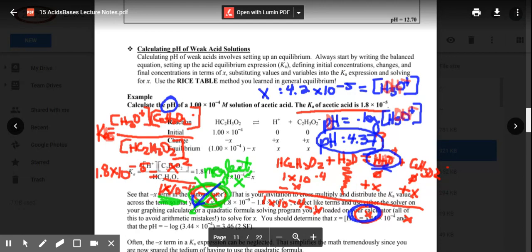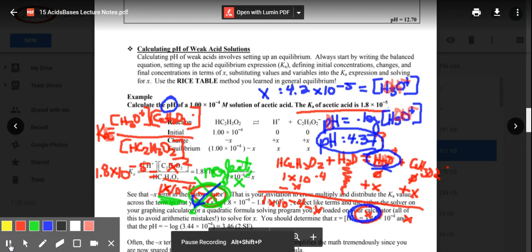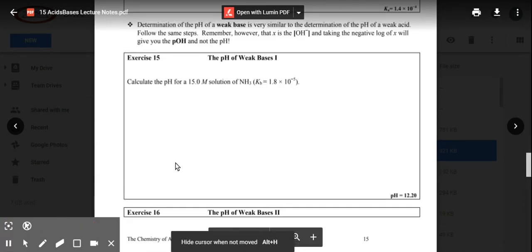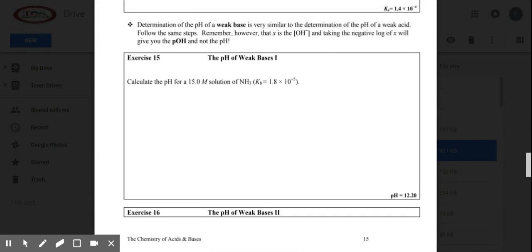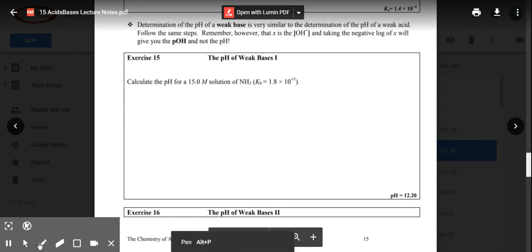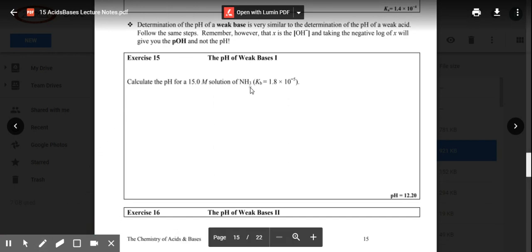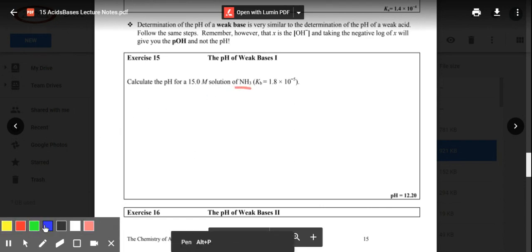Let's go to page 15 in our packet. I'm going to pause you for a second so I can get there. All right, so here we are on page 15 of the notes, and exercise 15 is what we're looking at. So we want to calculate the pH of a 15 molar solution of NH3. So NH3 is our base there.